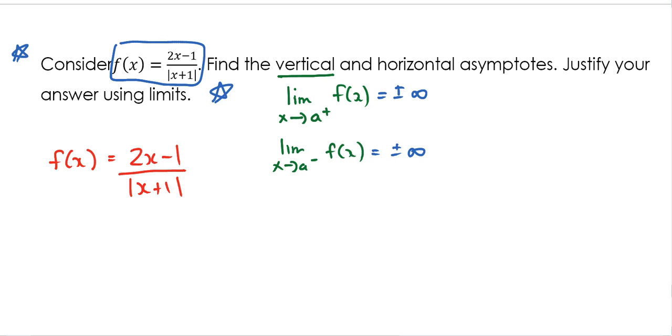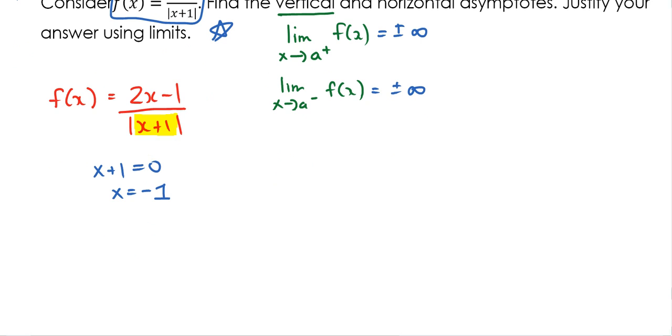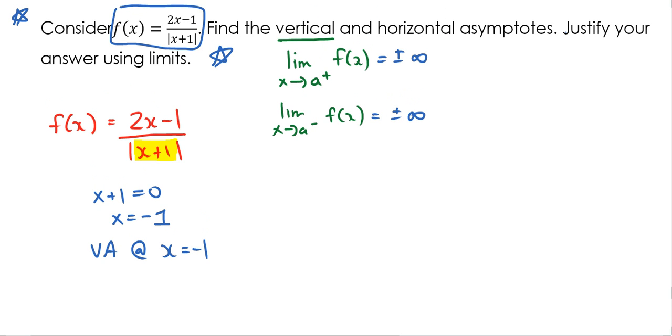Now, if you take a look at your denominator here, this x plus 1, I think most of you can agree that if the denominator equals 0, then you will have a vertical asymptote. So if you take your denominator x plus 1 and set that equal to 0, you will get a value of x equals negative 1. So it appears that you have a vertical asymptote at x equals negative 1 just by looking at the question. You can eyeball the vertical asymptote. Now you need to justify your answer using limits.